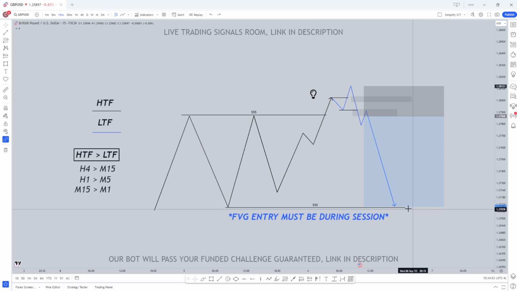And remember, our fair value gap entry must be during a session. Now, I personally like to trade the London kill zone because I do prefer Forex pairs. However, you can use it in any session. I would stick to London session and New York session to take these entries in.